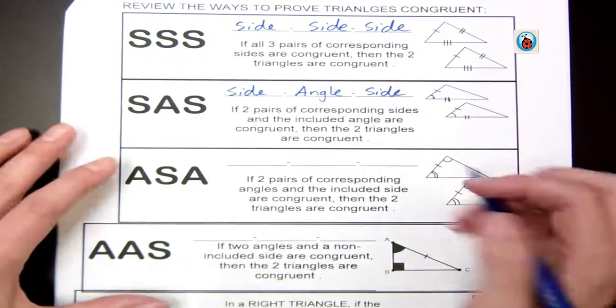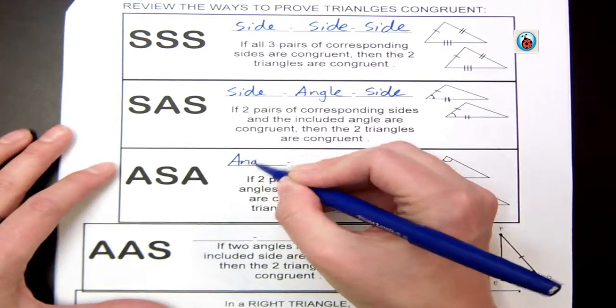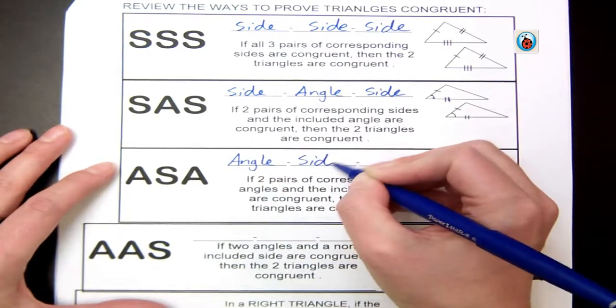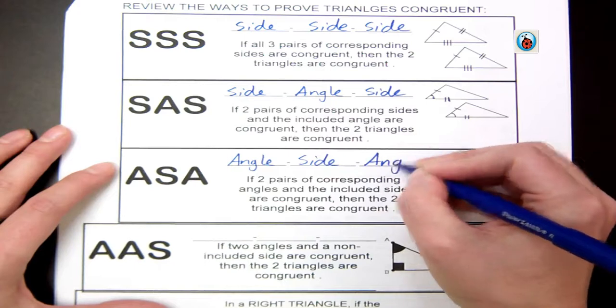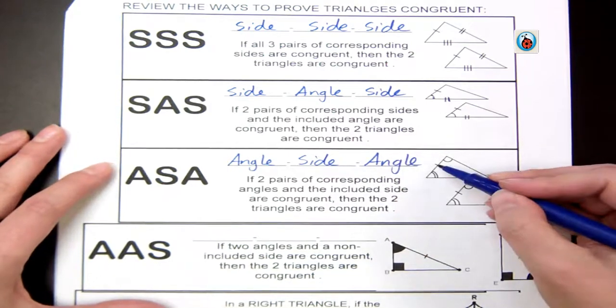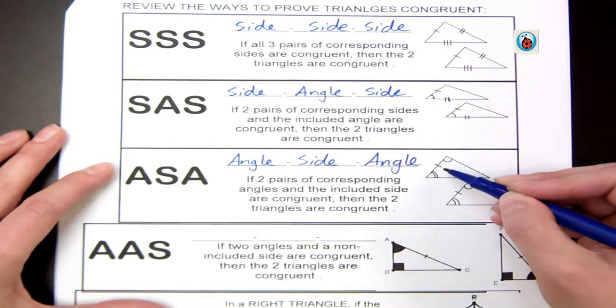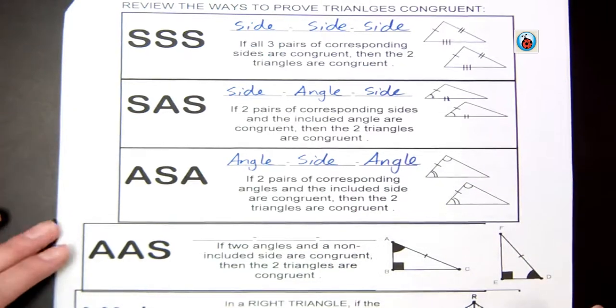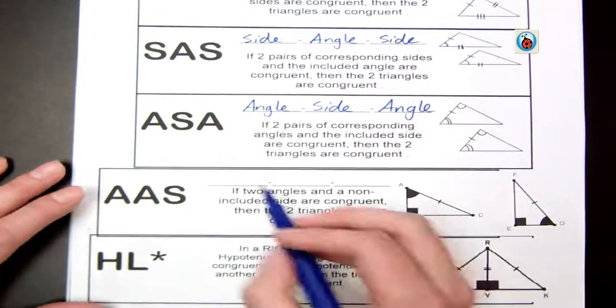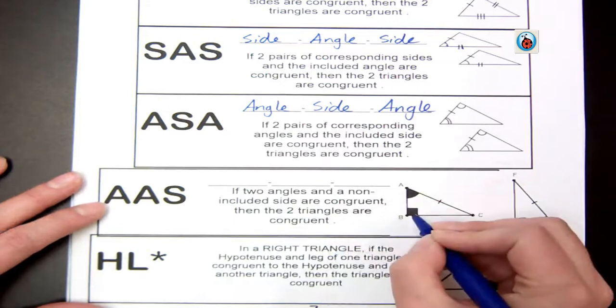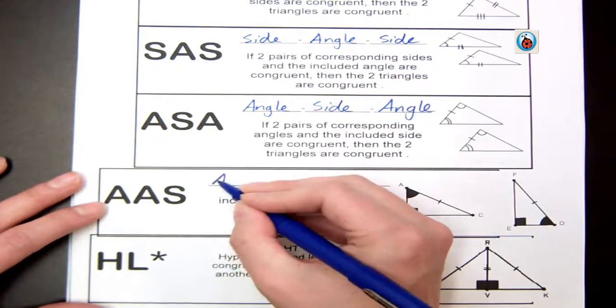Our next option is angle, side, angle. And again, the side is in between the 2 angles. And if our side is not in between the 2 angles, we just use a different proof where we can have angle, angle, and the side over here.